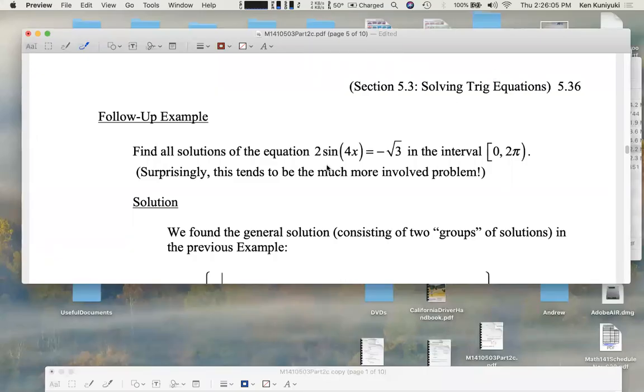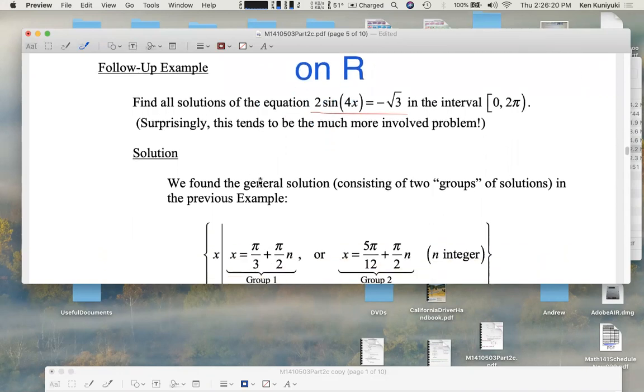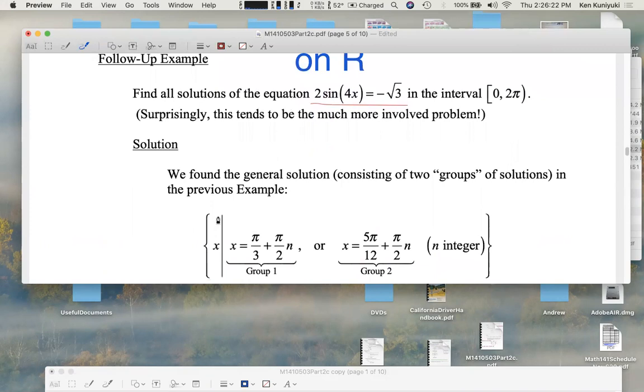Hi everyone. We're going back to the equation we solved last time. 2 sine of 4x equals negative root 3. Before, we solved it over all real numbers, and we got all real solutions. It was represented by this general solution set over here.